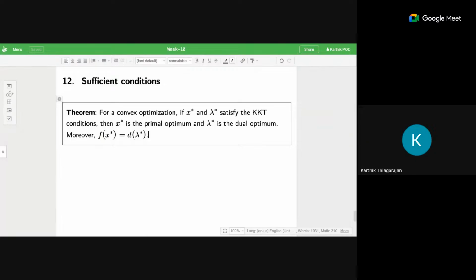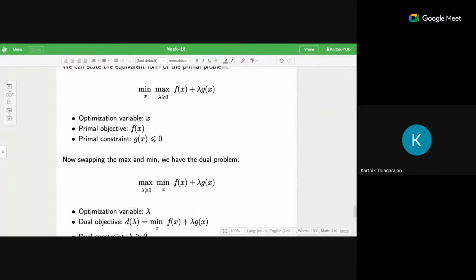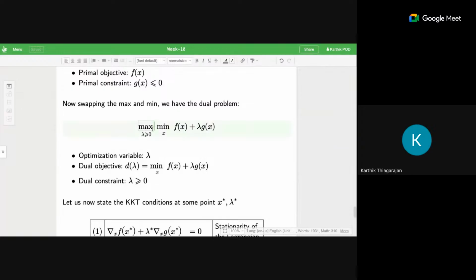Does this make sense, what has been written down? Please explain D once more. D is the dual objective, right? So see, this is D. Whatever I highlighted, that is D of lambda.